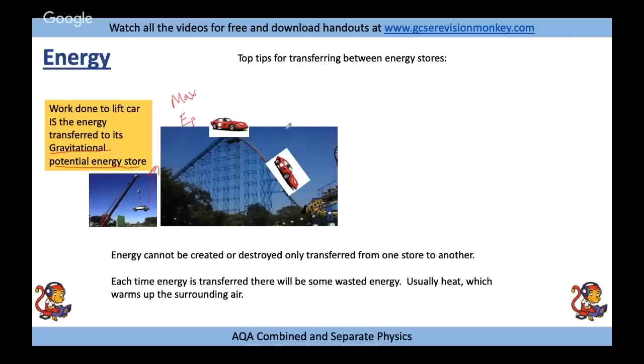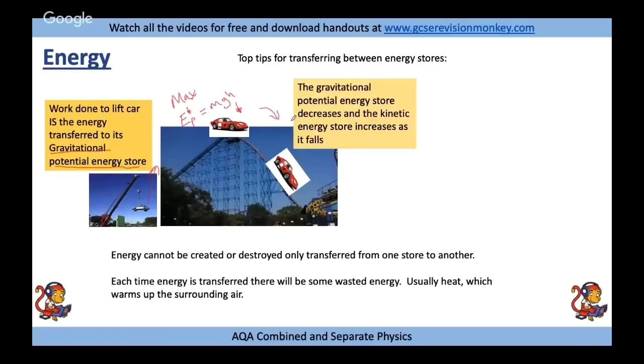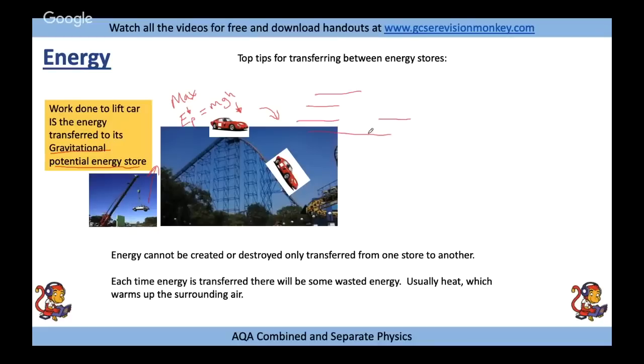Okay, as he starts to go down there, now EP equals mgh. As he starts to go down the hill, the height goes down. That means that the potential energy goes down. Where's it going to? The gravitational potential energy store decreases and the kinetic energy store increases. So we can see that my KE, which equals a half mv squared, will start to go up. My kinetic energy starts to go up. Why? Because my velocity starts to go up as he goes down the hill.